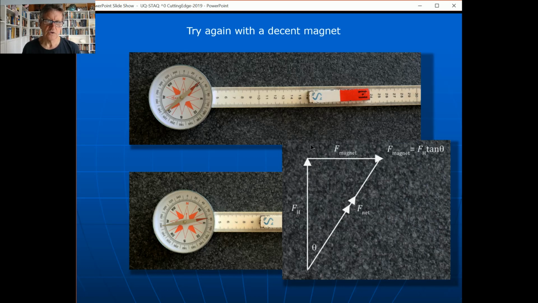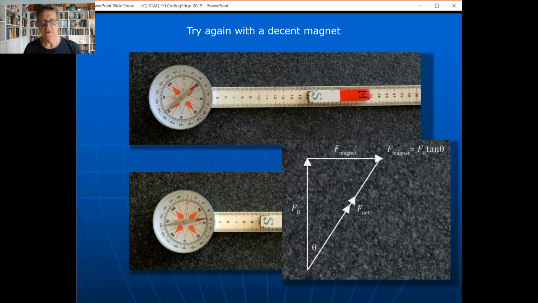So there is a horizontal force being applied to the compass by the Earth's magnetic field, and what you're measuring is theta, because it pulls the needle around, and the resultant force is in that direction there. So the magnet must be applying a force to the compass equal to this line here. So the combination of the force due to the Earth's magnetic field and the force due to the magnet produces this, what would you call it, the resultant force at an angle theta.